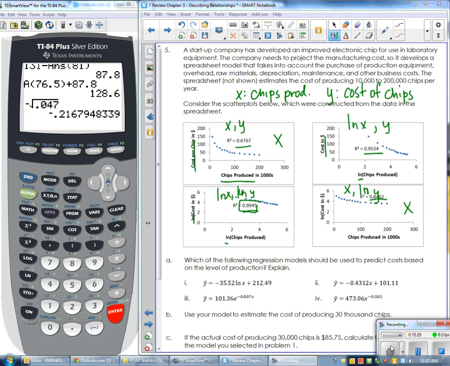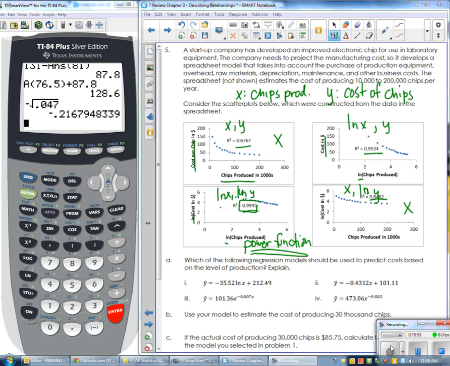Obviously, if I take the square root of these r squared values, I'm going to get the correlation coefficient, and I would expect that when I take the square root of 0.9945, it's going to be closer to 1 than any of the others. So when I think about this relationship, the natural log of x versus the natural log of y, log-log means that I want to model this with a power function.